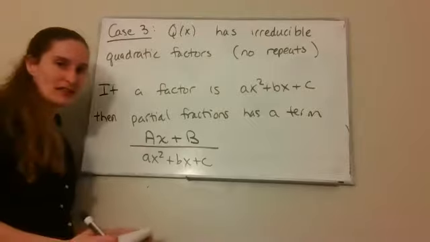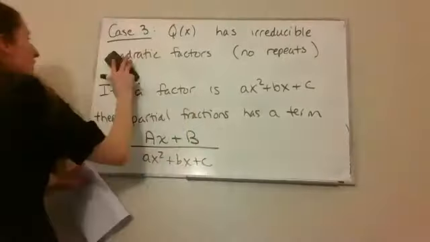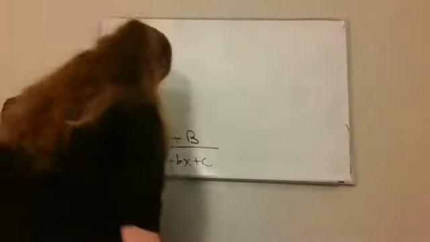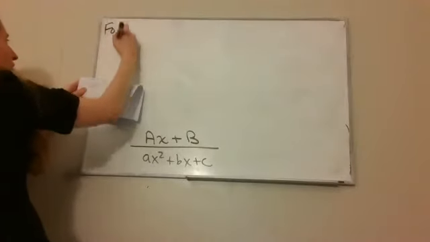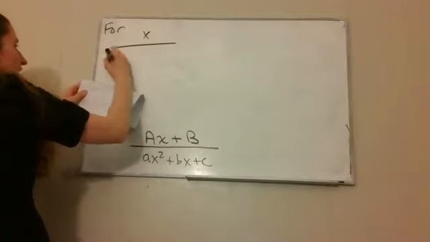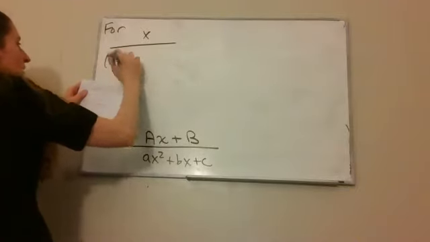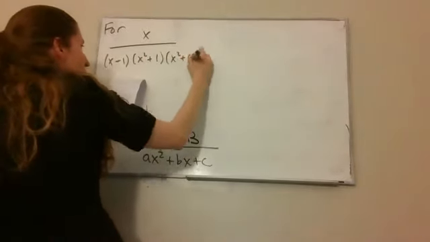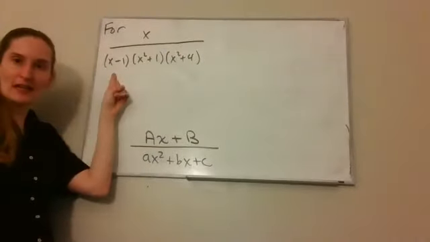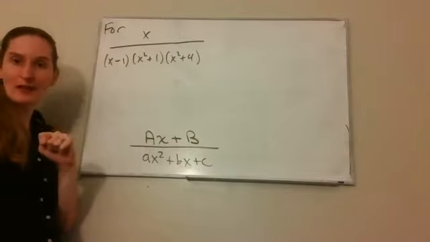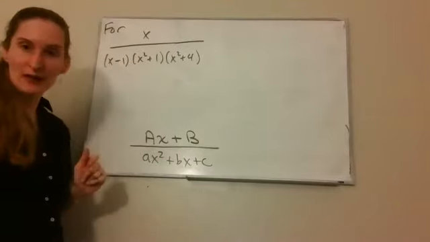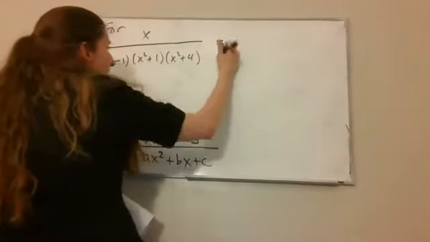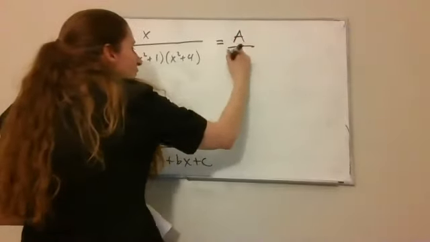So, for example, let me write down an example for us so you can understand what I'm saying about how to write the form. So, for x over x minus 1, x squared plus 1, and x squared plus 4, my first factor is linear. My other two factors are quadratic because of that x squared, but they can't be factored any further without using complex numbers.